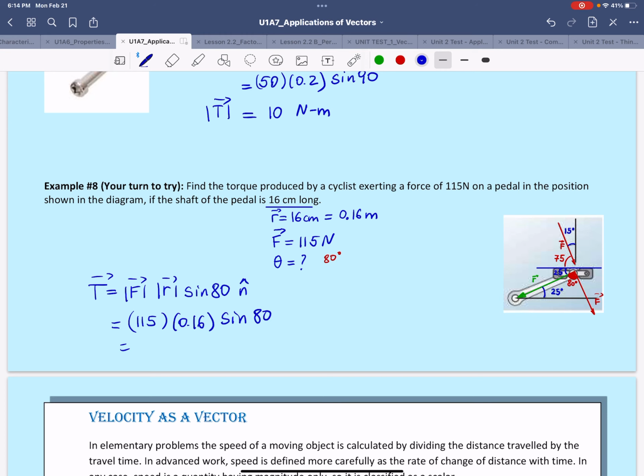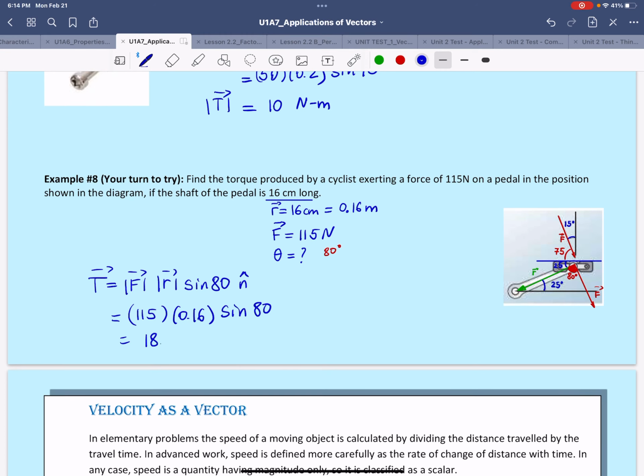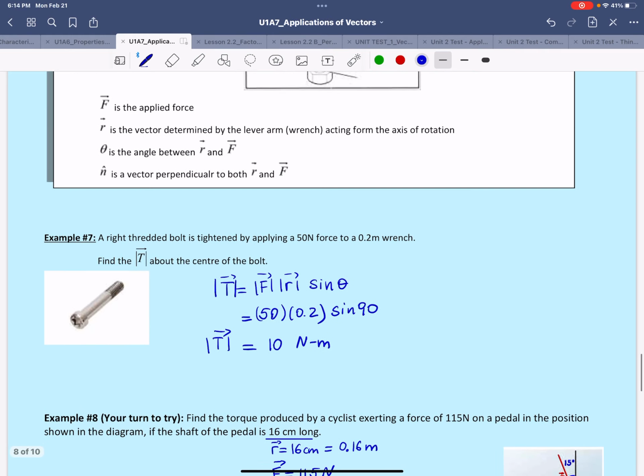So I got 18.1. So 18.1 Newton meters. So that would be the torque in this case, and it will follow the direction perpendicular to both r and F. So that was it, and I hope this made sense.